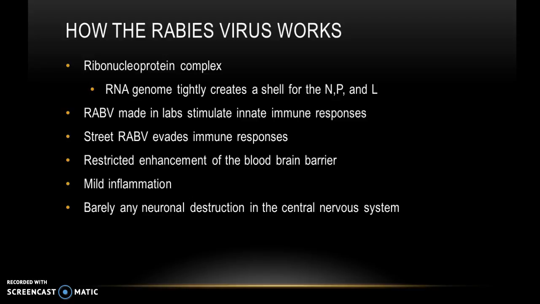The reason it is able to hide from our immune systems is because of the restricted enhancement of the blood-brain barrier, and once it crosses the barrier, it causes mild inflammation and barely any neuronal destruction in the central nervous system.